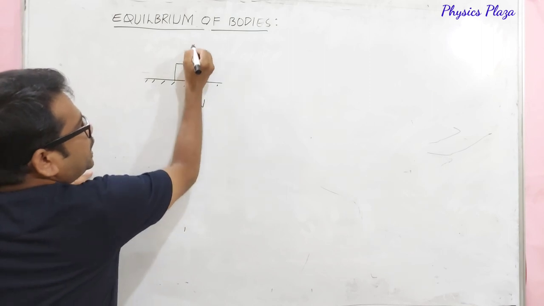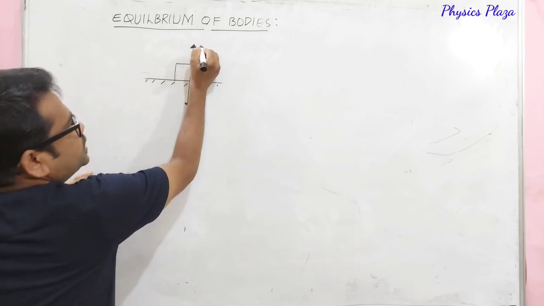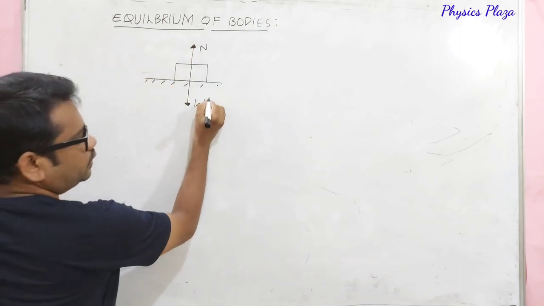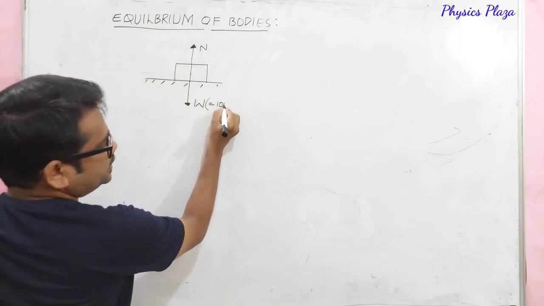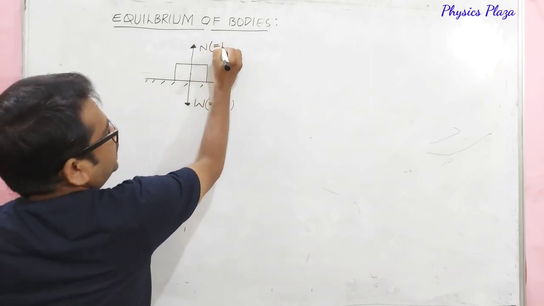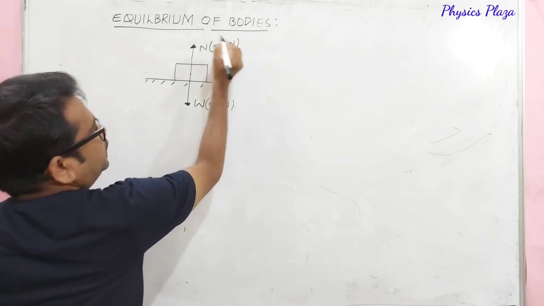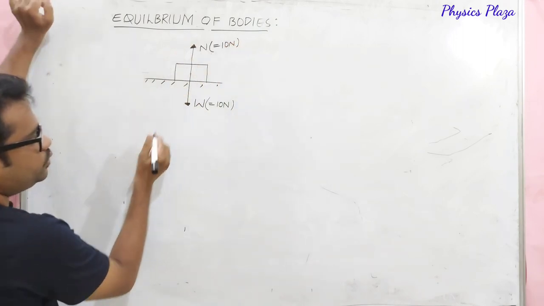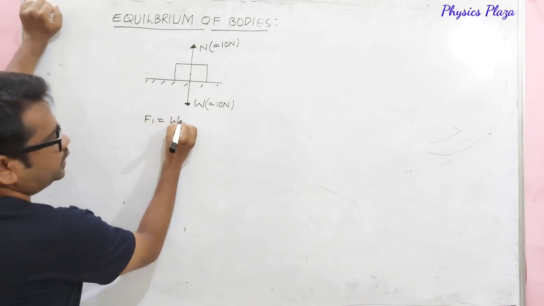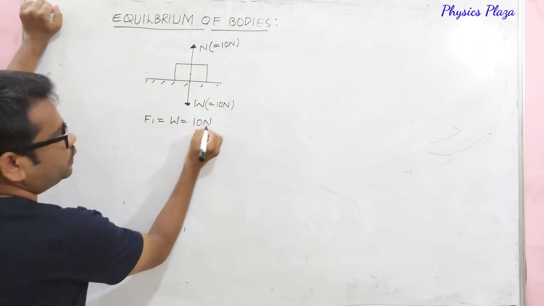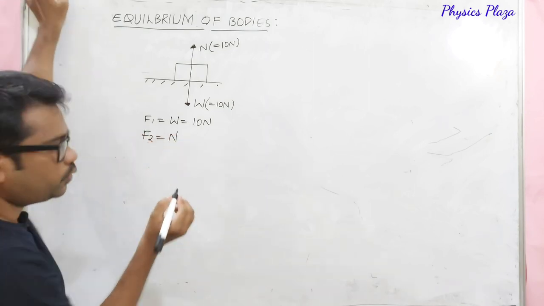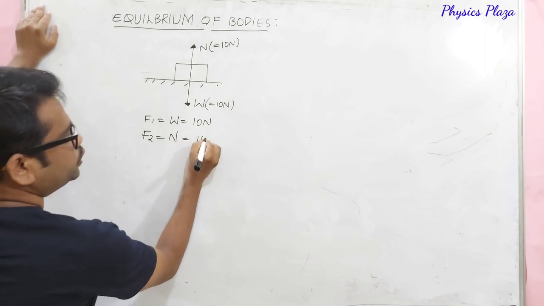Whereas normal reaction is acting in the upward direction. Suppose this weight is 10 newtons, for example, in the downward direction, and the normal reaction will also be 10 newton only. Here F1 is, let us say, W, which will be 10 newton, whereas F2, let us take it as the normal reaction or normal force, is also 10 newton only.